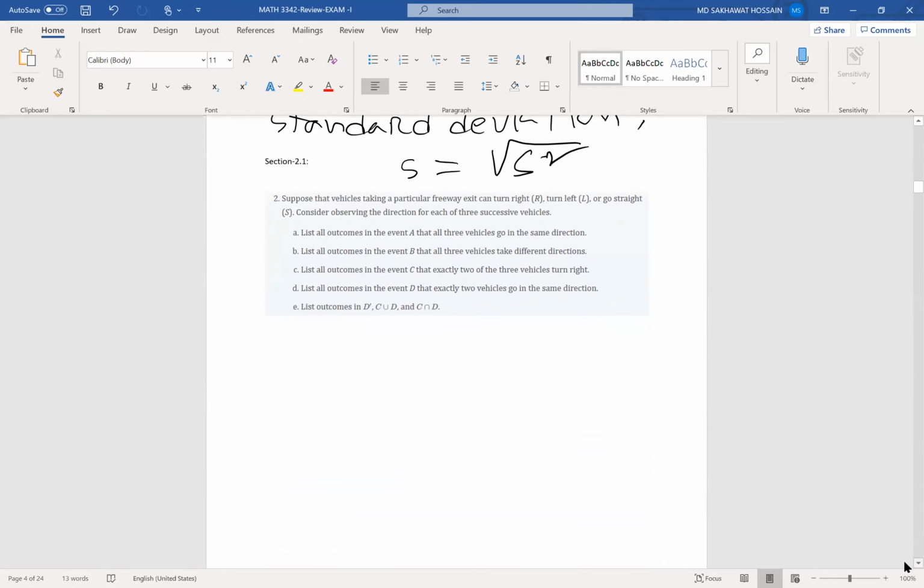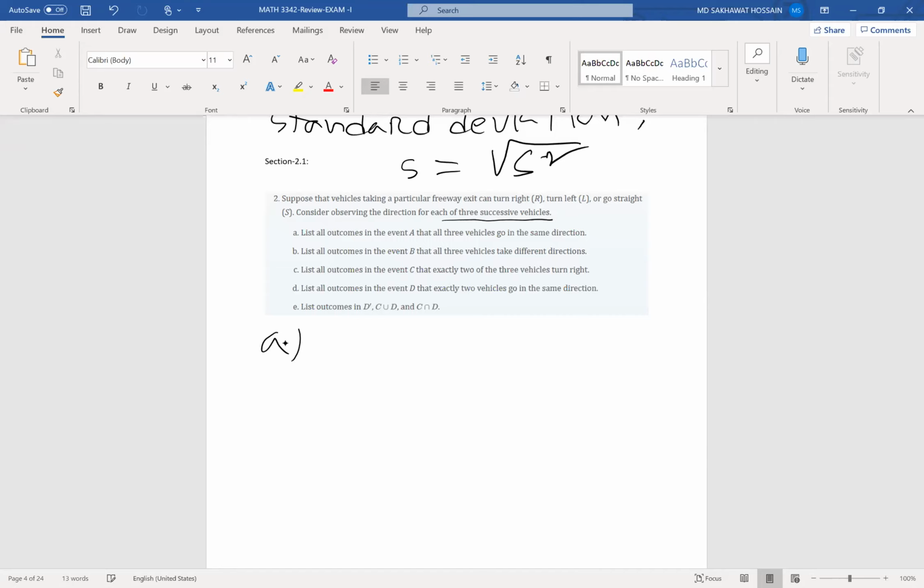Now, we didn't go over this problem in the class. Suppose that vehicles taking a particular freeway exit can turn right, turn left, or go straight. So a car has 3 ways to exit the freeway. We have to consider observing the direction for each of 3 successive vehicles. So we have 3 vehicles here.